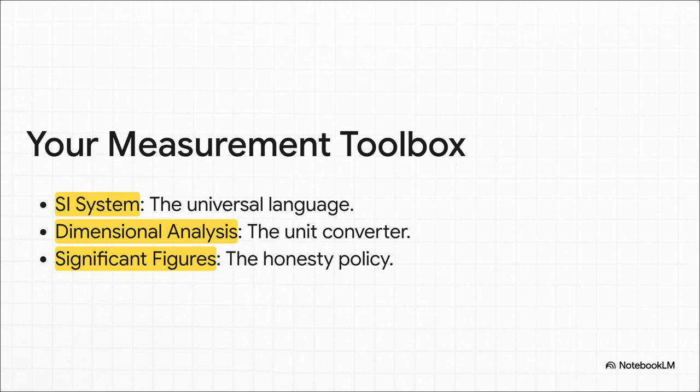And there you have it. You've just officially filled your scientific toolbox. You've got tool number 1, the SI system, which is your universal language for clear communication. You've got tool number 2, dimensional analysis, giving you the power to convert between any units you want. And you've got tool number 3, significant figures, the precision tool to make sure you always report your results honestly. These 3 tools are the bedrock of all scientific measurement.